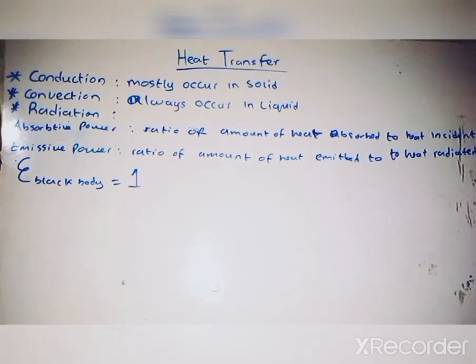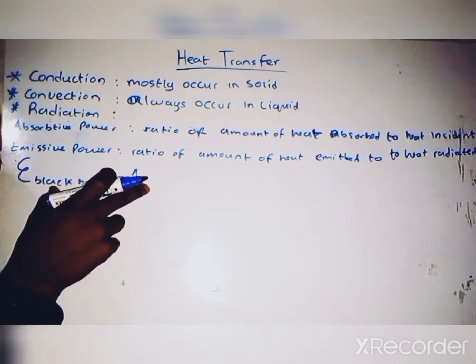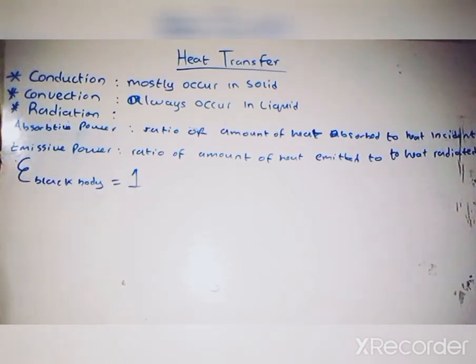Now the emissivity of the black body is 1. So any body like, so if a body has emissivity like 1, so it is a good emitter.